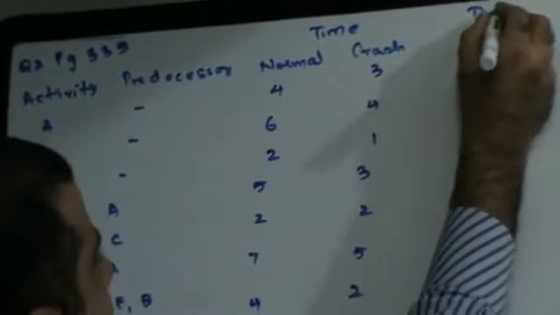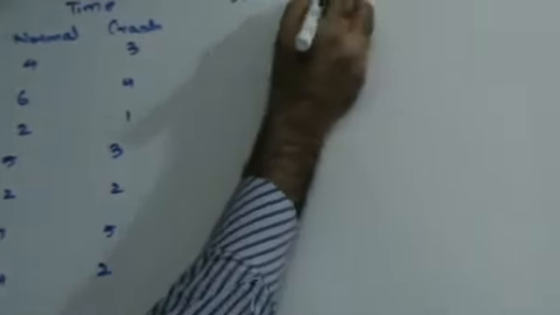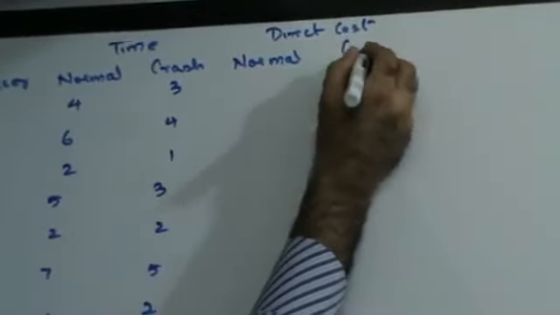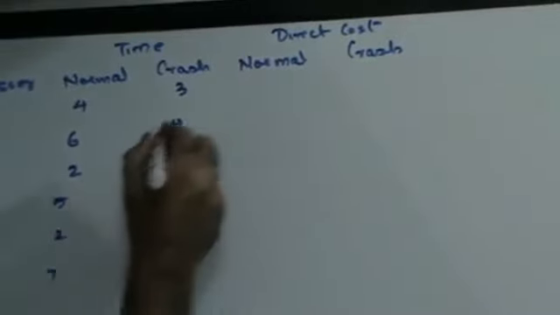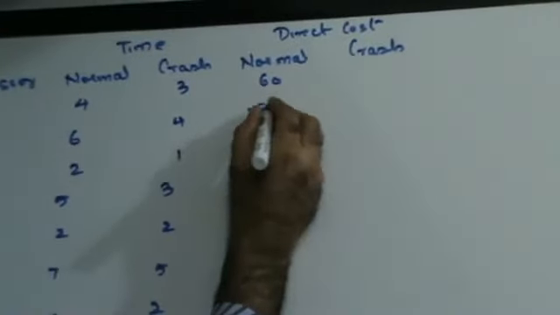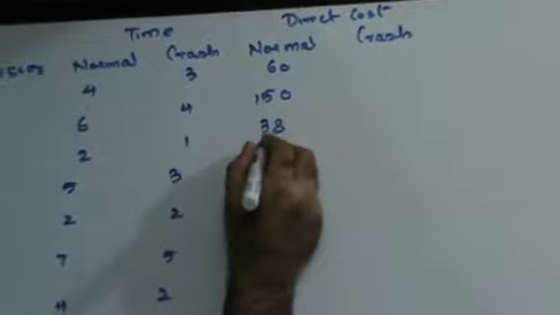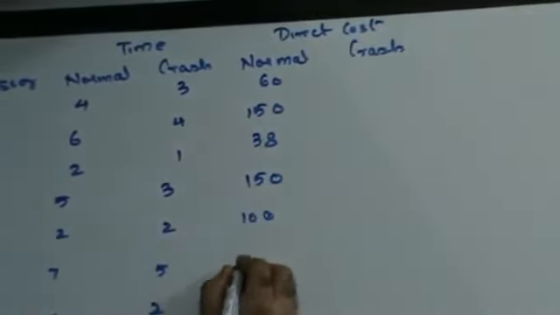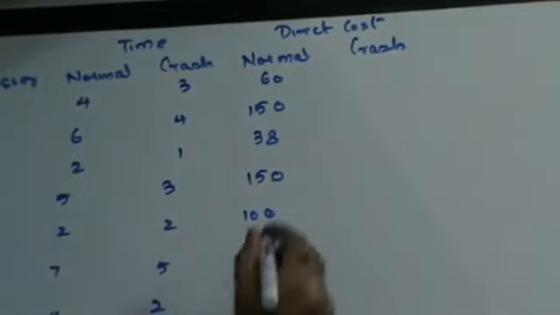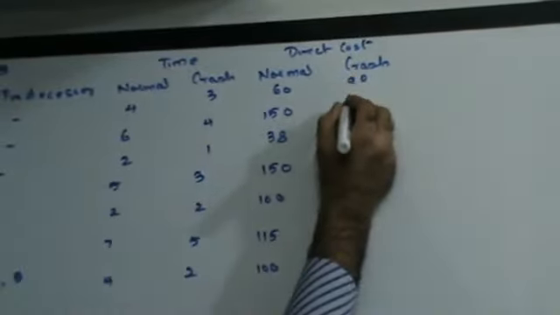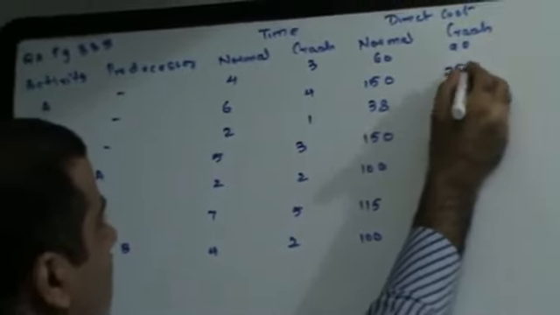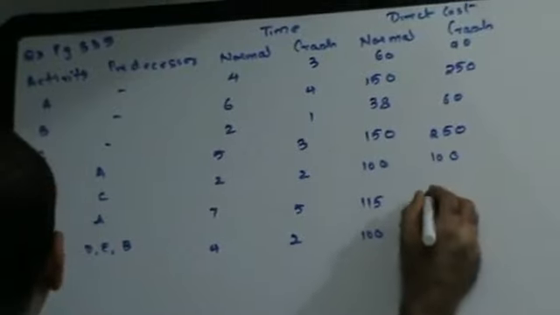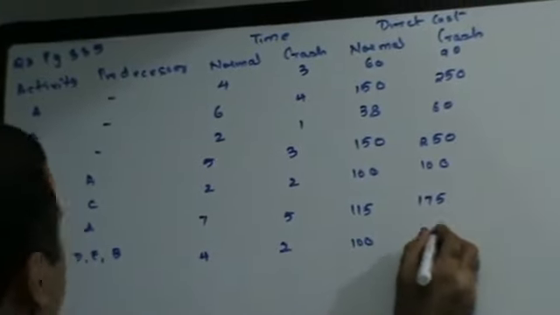Cost, direct cost. Normal and rash: 60, 150, 38, 150, 100, 115, 100, 90, 250, 60, 250, 100, 175, 240.